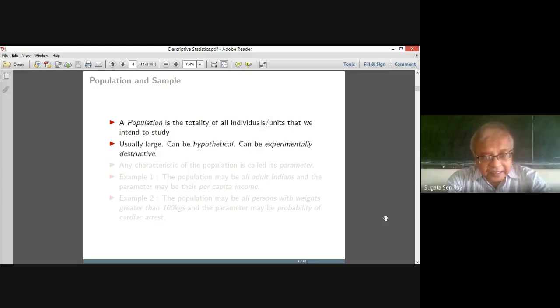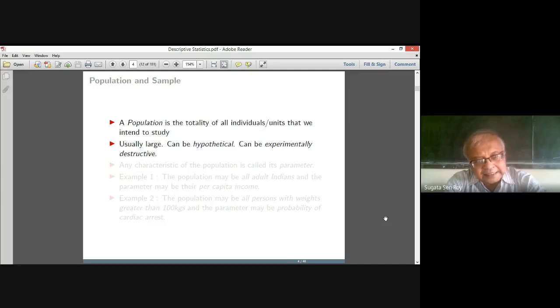it can be very large, it can be hypothetical, it can be experimentally destructive. What do I mean by all these? Suppose, let me give you an example. I want to find out the average, and this is something everyone talks about, per capita income of Indians. Now, what does per capita mean, so per head income of Indians. So what is the population in this case? I'm trying to look at all the Indians. Okay, so it's 1.3 billion Indians, that is my population.